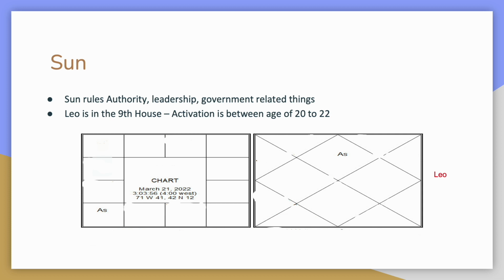If your ninth house is Leo, that means Sun rules your ninth house. And if Sun is placed in the ninth house or placed somewhere where it's not afflicted by other planets, that means most probably it activates between the age of 20 to 22. So your fortune will start acting in your favor at around this age.